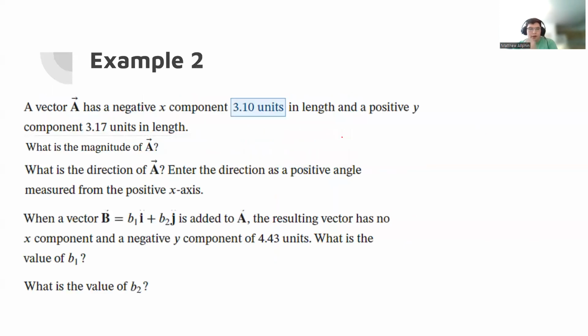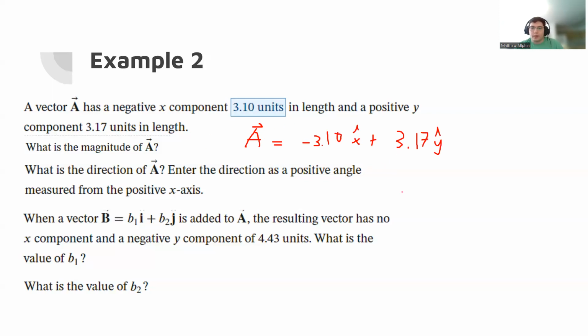And then for this one, I just wanted to review vectors really quick and how we add them together. This one says that we have a vector A that has a negative x component of 3.1 units, so negative 3.1 in the x hat, plus 3.17 in the y hat direction. And then, what is the magnitude of A?